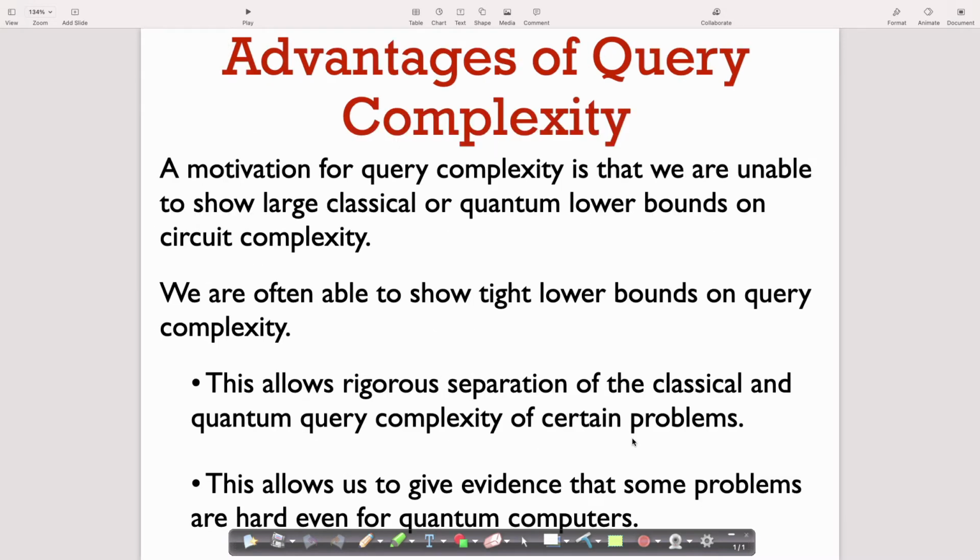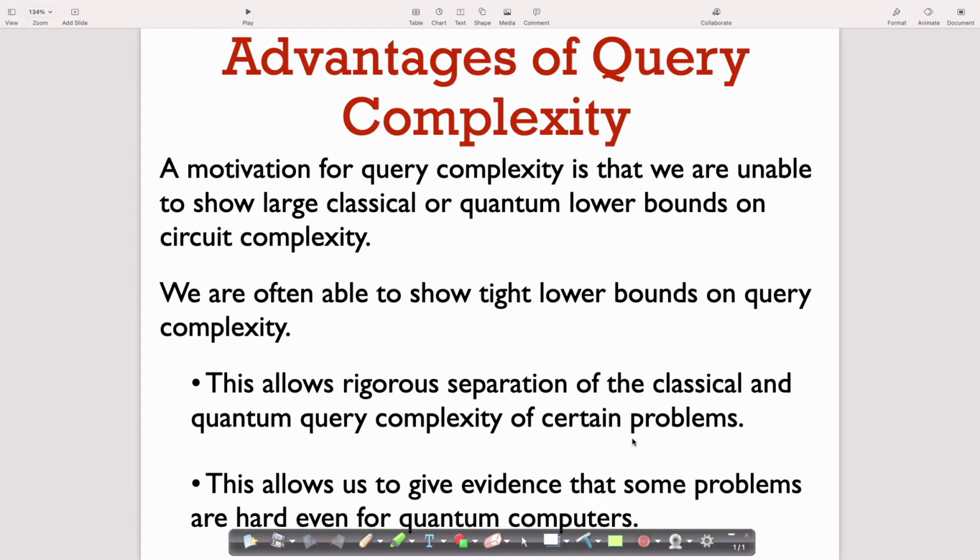Another motivation for query complexity, as I mentioned, is that we're able to show lower bounds in the query complexity model. Whereas showing lower bounds for time complexity or circuit complexity is a very, very hard problem. And we don't have large lower bounds in those models for explicit functions, either in the classical case or the quantum case. Okay, so this ability to show lower bounds on query complexity actually lets us show rigorous separations between the classical and quantum query complexity of certain problems.